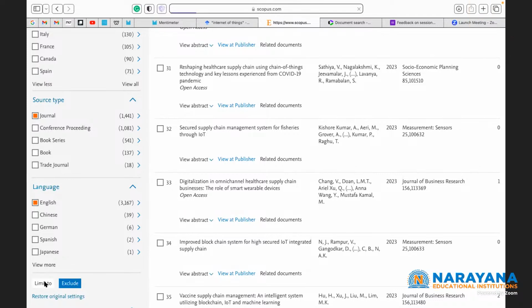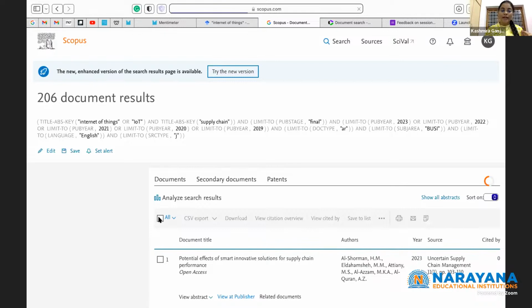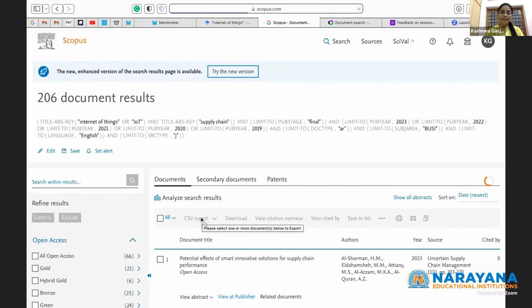Once I limit myself, I now have only 206 documents for my literature review analysis. Now you can select these articles and export them in whatever format you want. So this is how you retrieve articles using the Scopus database.